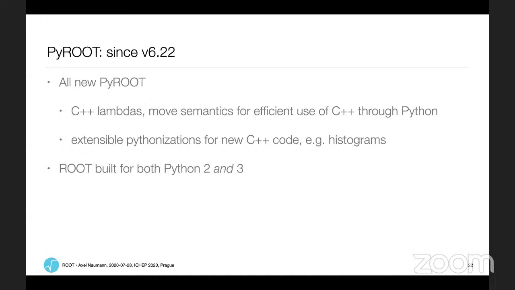We have a new private root in 6.20.20, which allows you to use C++ lambdas and move semantics so that things become way more efficient. It allows us to have Pythonizations extensible for new C++ code. And we now have root built for both Python 2 and 3 at the same time, so you don't need to select the root build based on which Python you want to use anymore.